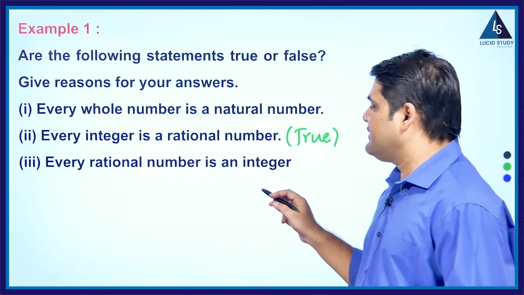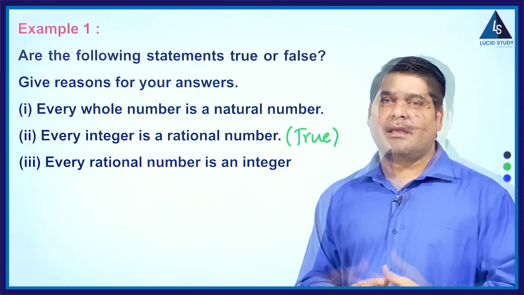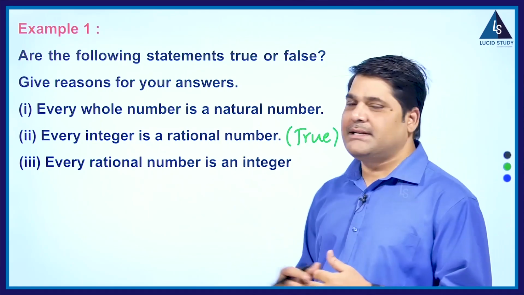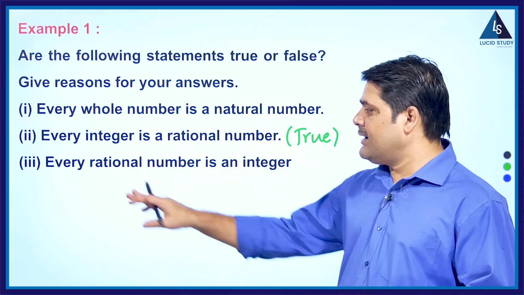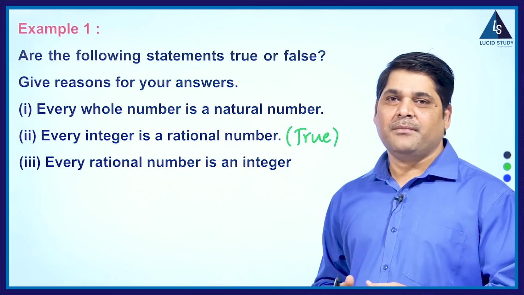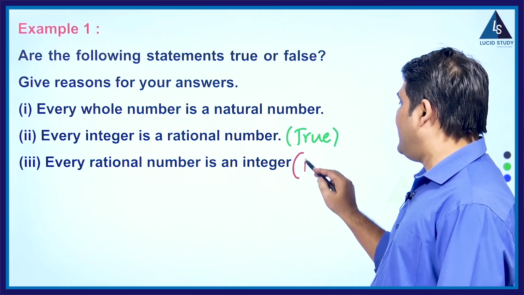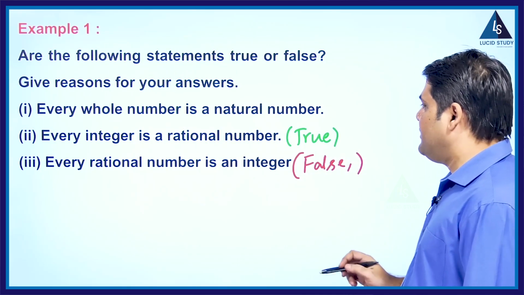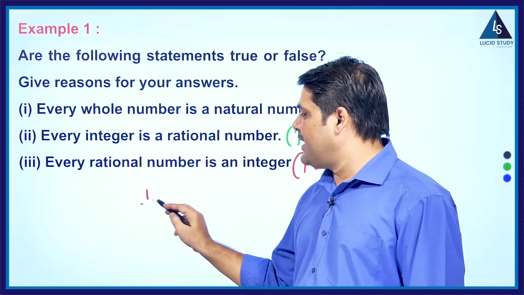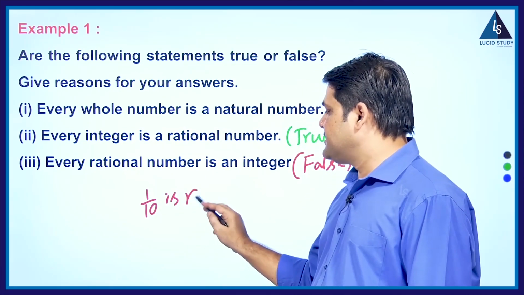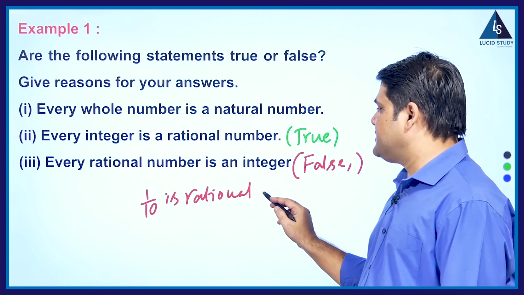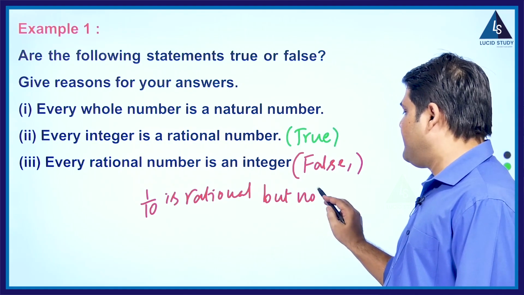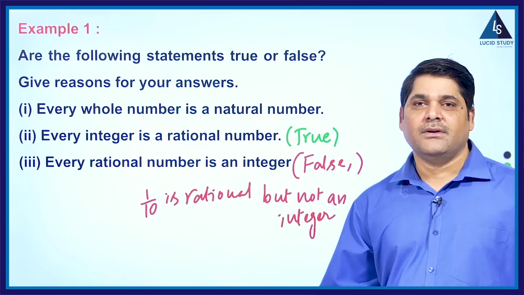Next, every rational number is an integer. Is it true? No. If I take 1 by 10, is it an integer? 1 by 10 is a rational number but not an integer, right? So all rational numbers are not integers. This will be your false statement. Why this is false, that also we need to mention here. Because 1 by 10 is rational. You can give any example, 1 by 10 or 2 by 5, anything. I am giving 1 by 10: it is rational but not an integer, right children? So like this we can write the answers.